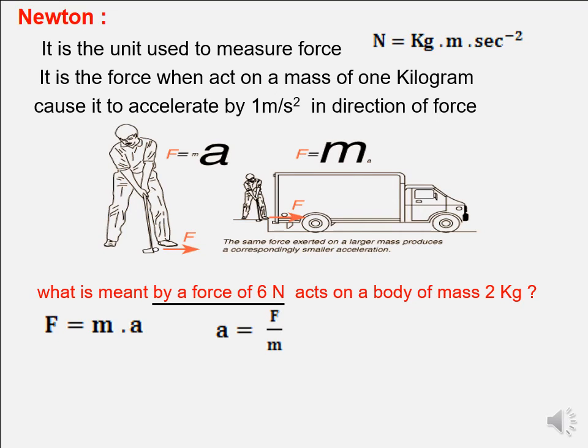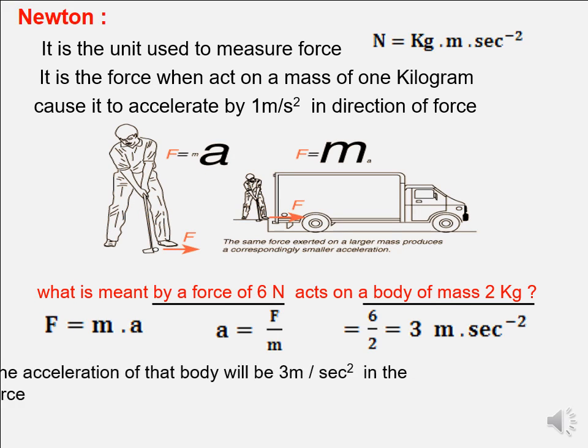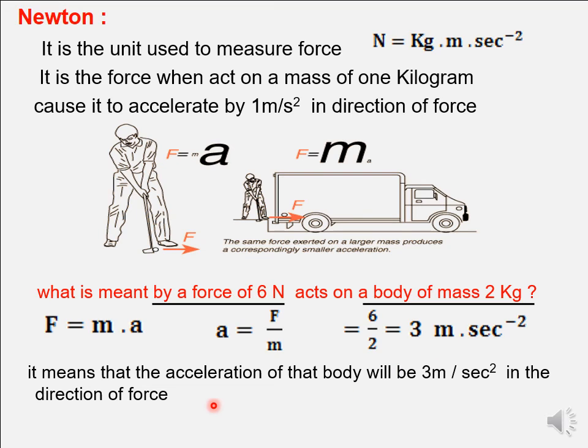We can calculate the acceleration. Acceleration equals force divided by mass. The force is 6 Newton and the mass is 2 kilogram, so the acceleration equals 6 divided by 2, which equals 3 meter per second square. It means that the acceleration of the body will be 3 meter per second square in the direction of the force.